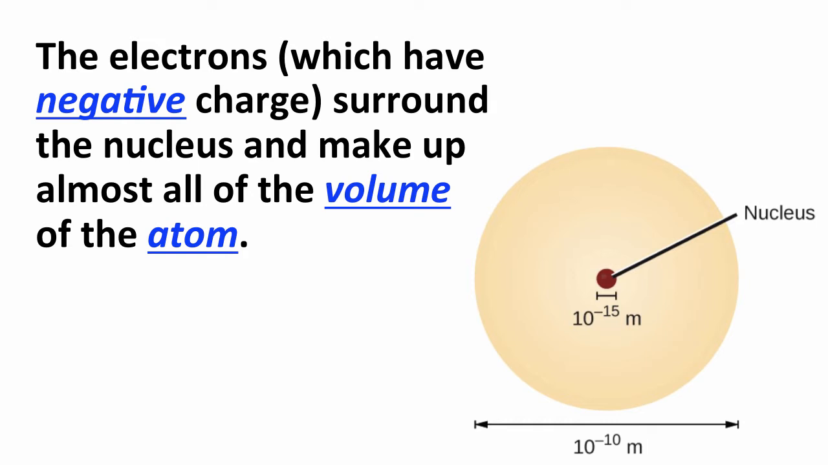Now, one thing that's worth noting just in terms of scale, a typical atom is going to have a diameter in the ballpark of 10 to the minus 10th meters. And a typical atom's nucleus is going to have a diameter in the ballpark of 10 to the minus 15th meters. So about 5 orders of magnitude, or a factor of 100,000 smaller for the nucleus compared to the atom itself.